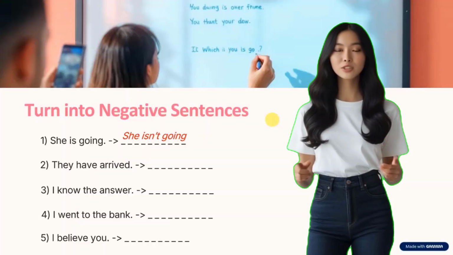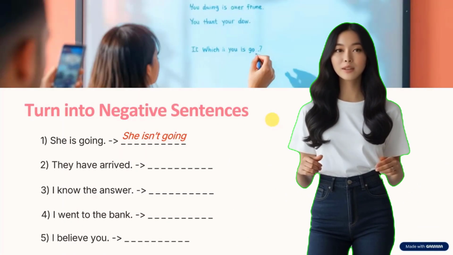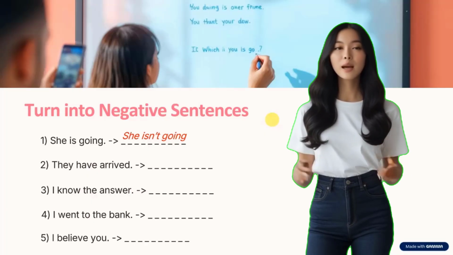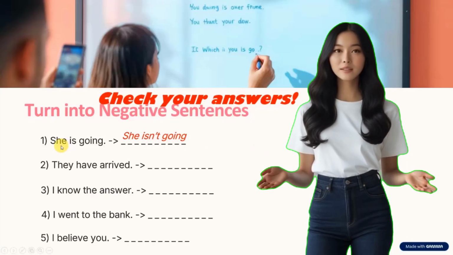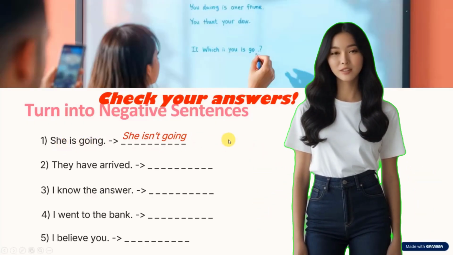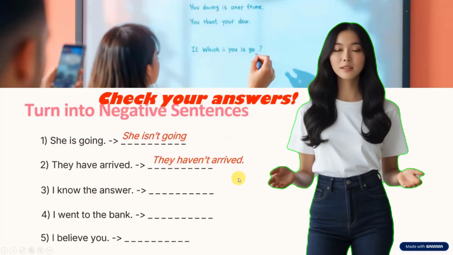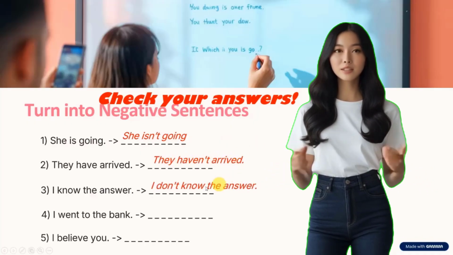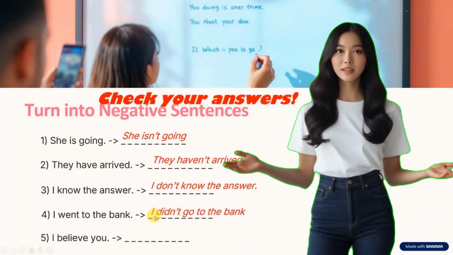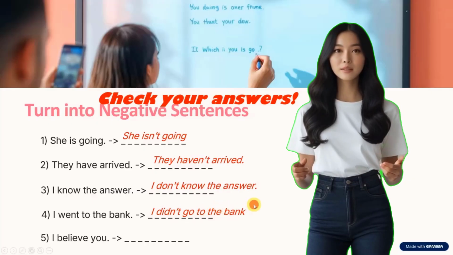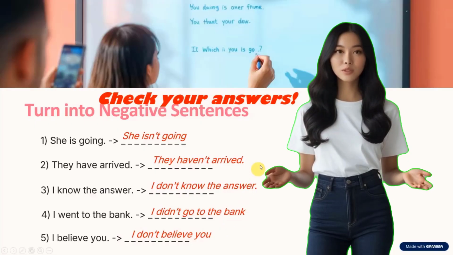Okay, I assume that you did pause the video and do all the work, and you're now very anxious to check how many you had correct. Let's check your answers. The first one was given to you: she isn't going. Number 2: they haven't arrived. I don't know the answer. Number 4: I didn't go to the bank. And I don't believe you. Guys, you've got all your answers.